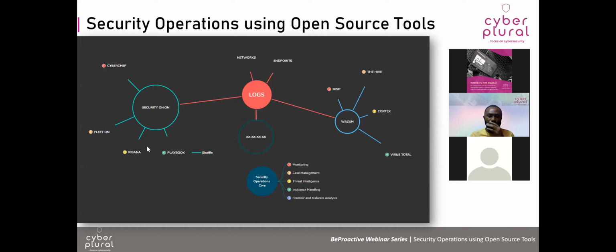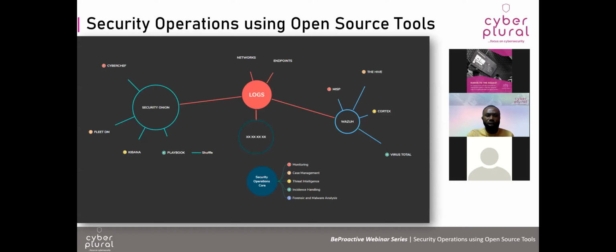We also have Kibana, which gives you a very, very cool dashboard for monitoring your activities. Kibana works with Elasticsearch, which acts as the database, and it's very, very fast and robust. This is also built into Security Onion.